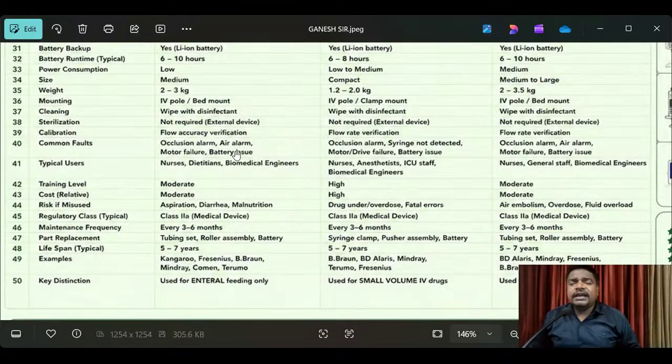Now common faults for the feeding pump are completed. Next, come to the syringe pumps: occlusion alarm, syringe not detected, motor drive failure, battery issue. Next, the infusion pump: occlusion alarm, air alarm, motor failure, battery issue.